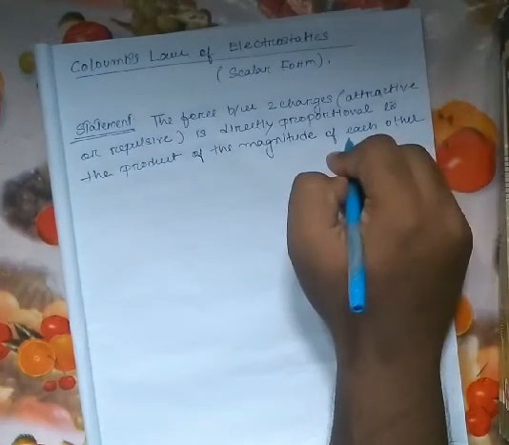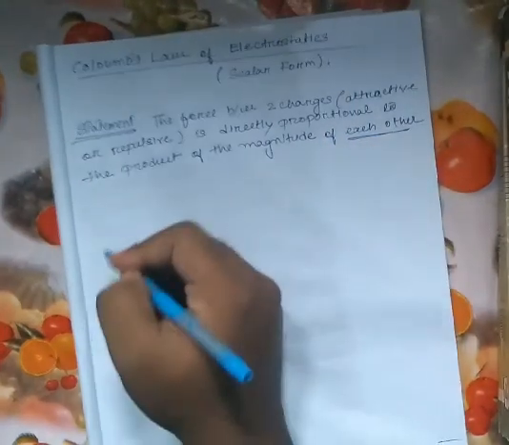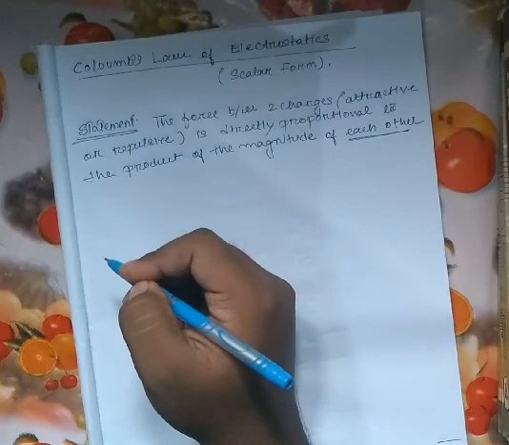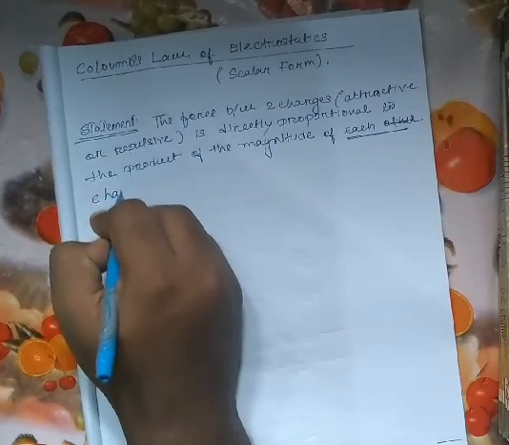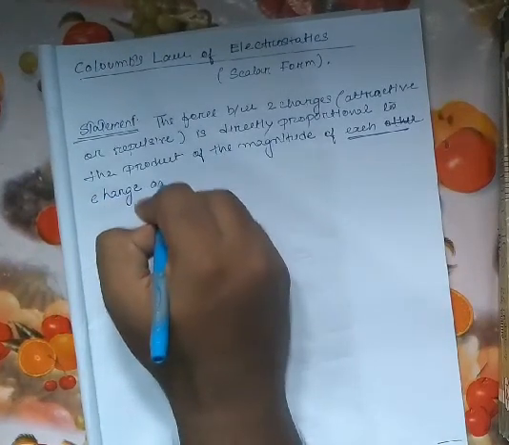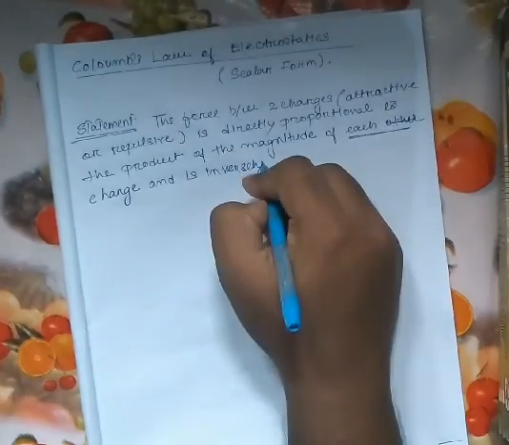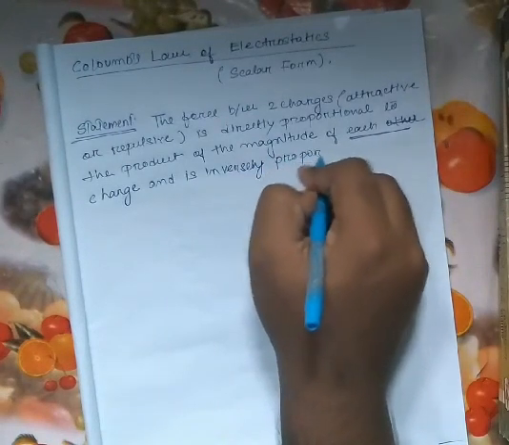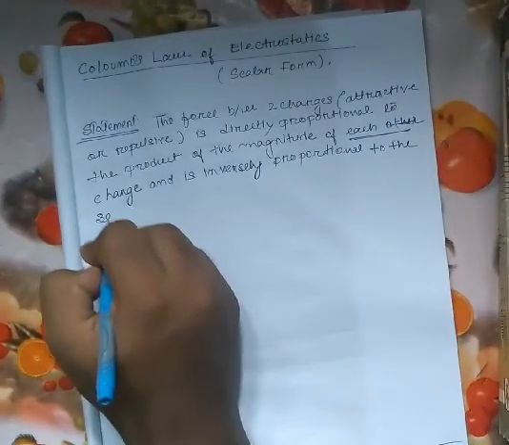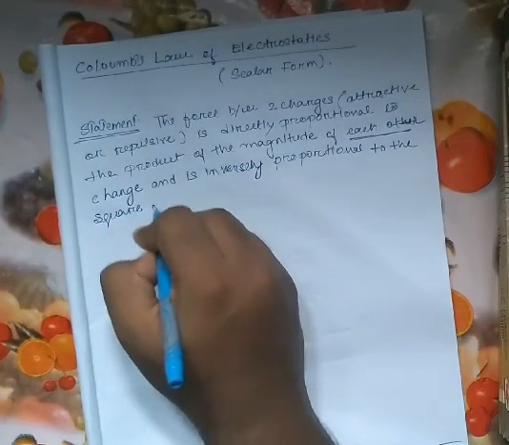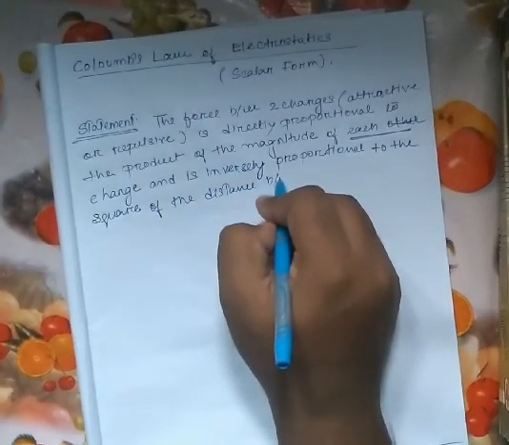Here the "each other" is the two charges. So better write: each magnitude of each charge, and is inversely proportional to the square of the distance between them.